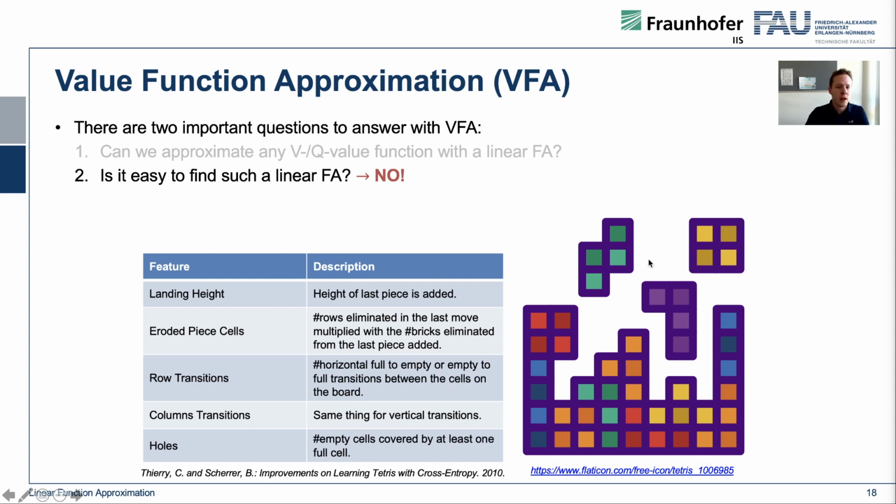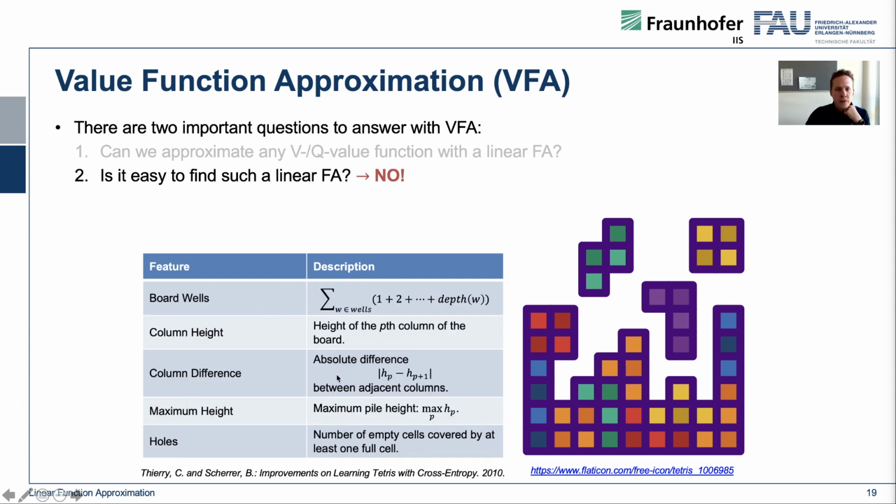If you want to do Tetris, we also had Tetris in the beginning of this lecture, you could define a feature set using the landing height, so basically the height of the last piece that has been added, eroded piece cells, row transitions, and so on. It's a list of different features that they derived from the input image, and with this set of features they managed to derive a set of parameters, and with the linear combination of the parameters and the features, they can do value function approximation.